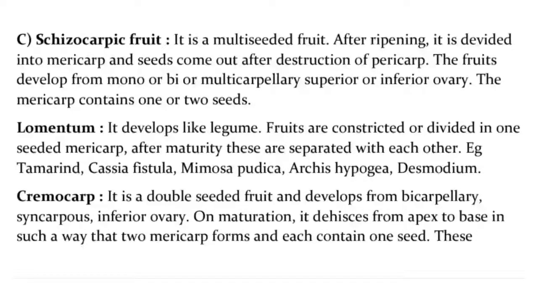Lomentum. It develops like a legume. Fruits are constricted or divided into one-seeded mericarps. After maturity, these separate from each other, e.g. tamarind, Cassia fistula, Mimosa pudica, Arachis hypogaea, Desmodium.